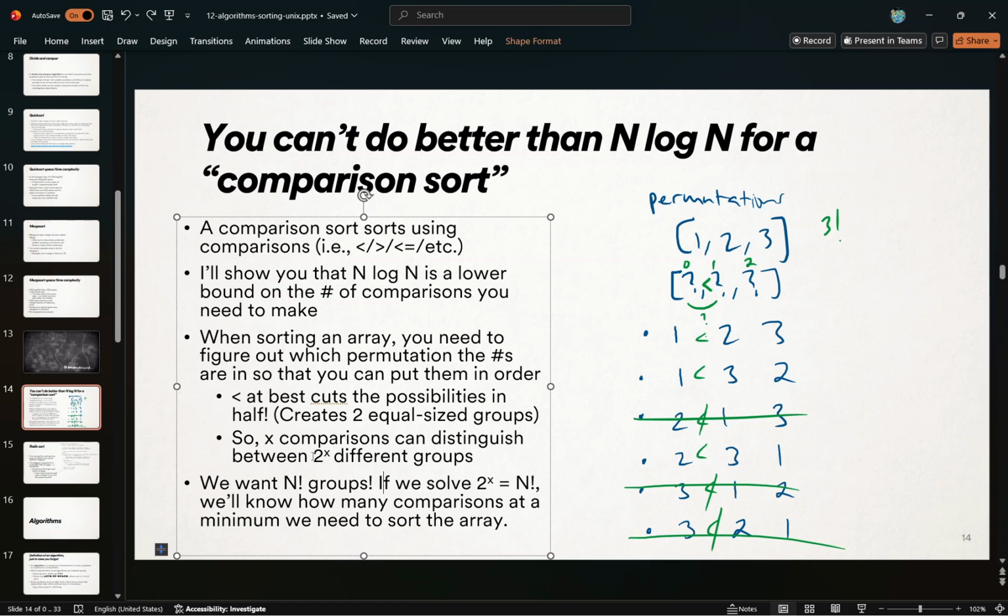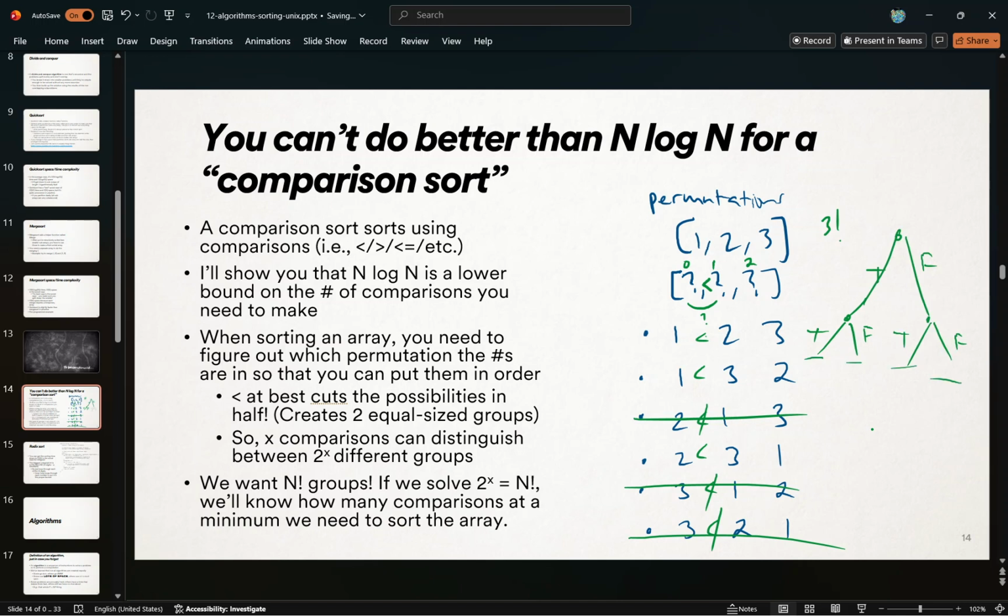Wait, let's see. I don't want to say that. If you make one comparison, you've separated the numbers into two groups, yes? You've separated the numbers into the true group and the false group. If you make two comparisons, now you can separate between 4 different groups, right? Either it was true the first time and true the second time, or true then false, or false then true, or false then false. You're essentially cutting it into 4 groups at that point.